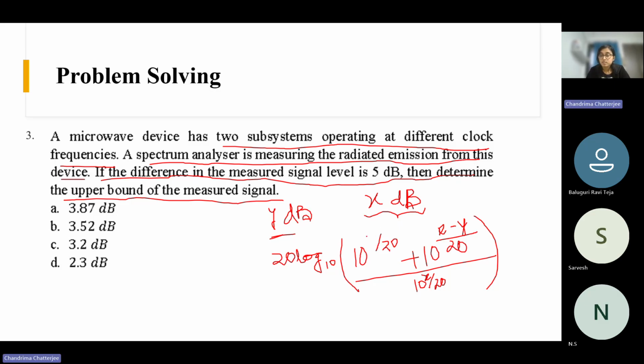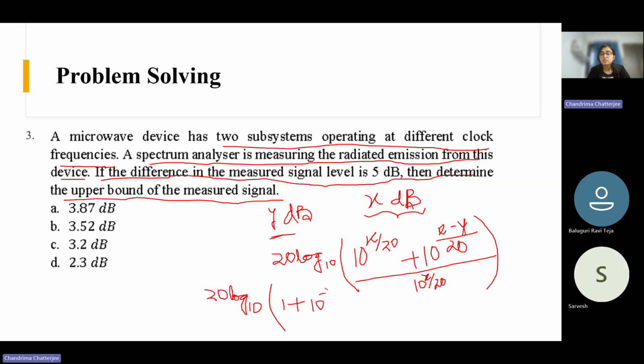Sorry, this should be x by 20. And we can take 10 to the power x by 20 common, and in the denominator also 10 to the power x by 20 is there. So they will cancel each other. Ultimately, we will get 20 log 10 of 1 plus 10 to the power minus y by 20.